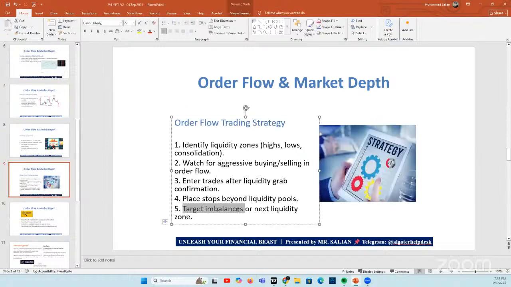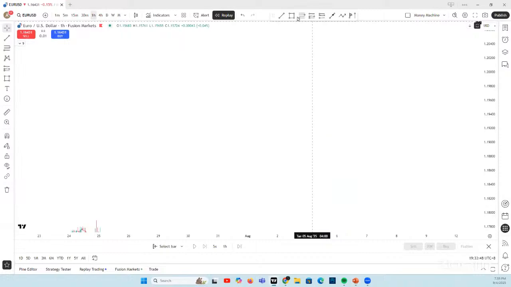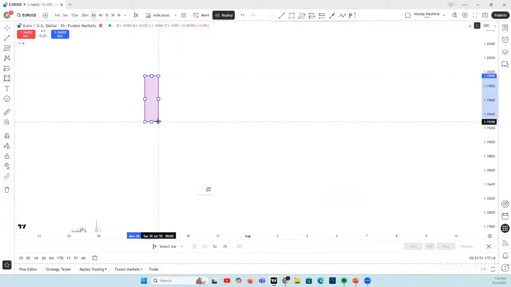Target imbalances. What are these imbalances? Anyone? I hope you already know what imbalance means. Can anyone tell me what imbalance or imbalances means? Very good idea, FVG, my friends. Yes, imbalance, because you know those three candles. I'll show you this one. For example, FVG.